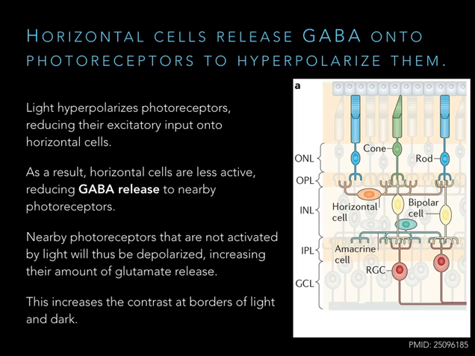So when light hits a photoreceptor, not only does it hyperpolarize that photoreceptor, it also indirectly depolarizes the nearby photoreceptors that aren't being stimulated, through the activity of horizontal cells. This allows us to have greater contrast at borders of light and dark, because those are the areas where we have nearby photoreceptors being activated by the light region, and other photoreceptors not active in the dark region. And then this difference gets amplified by horizontal cells.